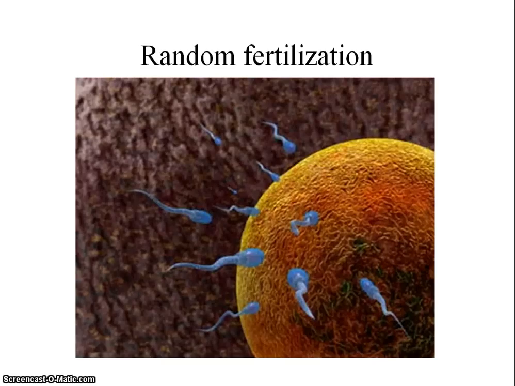And last but not least, you have random fertilization. All of those unique egg and sperm that are created combine randomly. What sperm is able to fertilize that egg is really up to chance. And so all 3 of those are going to contribute to variation in offspring. You have crossing over, independent assortment, and random fertilization.